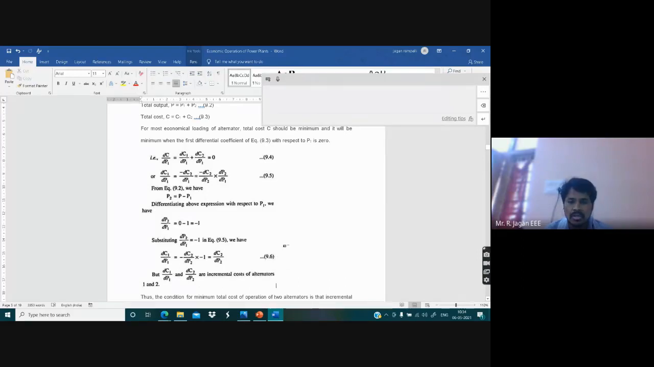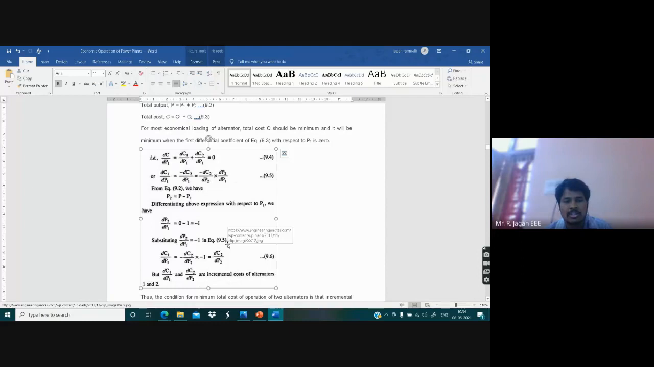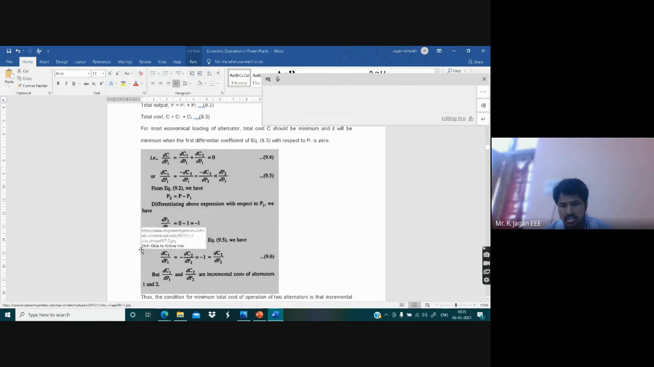So what does this indicate? ∂C1/∂P1 is nothing but the incremental cost of the first generator, and ∂C2/∂P2 is the incremental cost of the second generator. While doing this differentiation, I get ∂C1/∂P1 equal to ∂C2/∂P2. That indicates whenever the incremental costs of the two alternators are equal, I am going to have the minimum cost of generation.